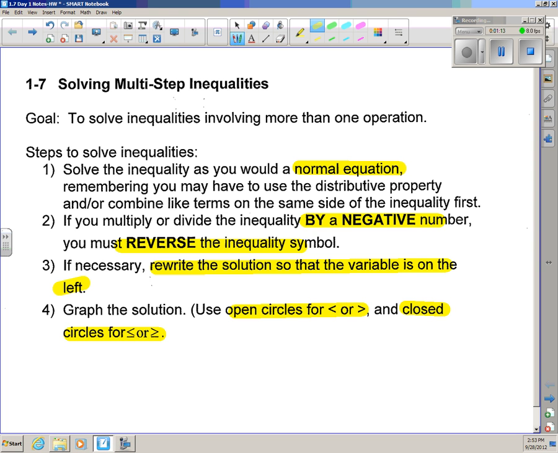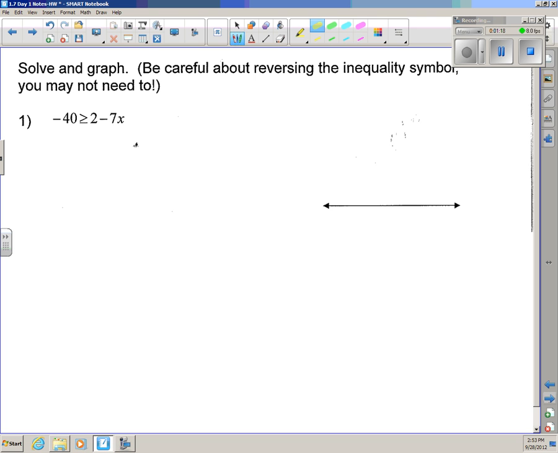All right, so here is where we are going to go. We're going to solve and graph. Be careful about reversing the inequality symbol because you might not need to. So what happens here is negative 40 is greater than or equal to 2 minus 7x. What I'm going to do in this case to both sides is subtract 2, and I get negative 42 is greater than or equal to negative 7x.